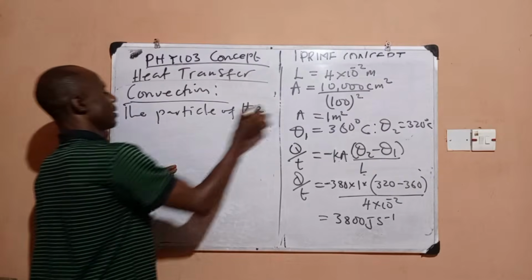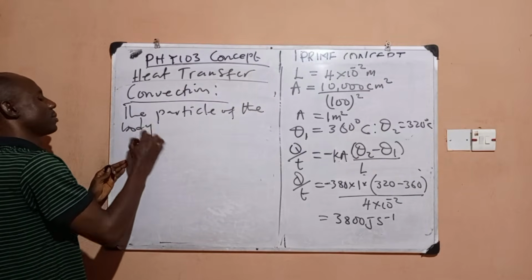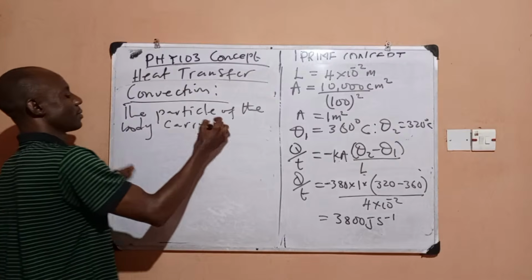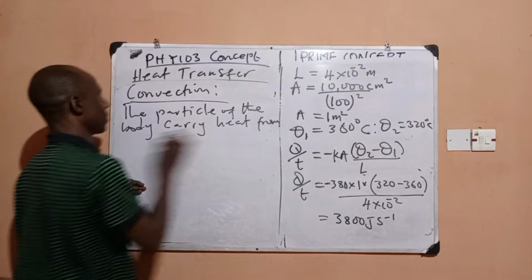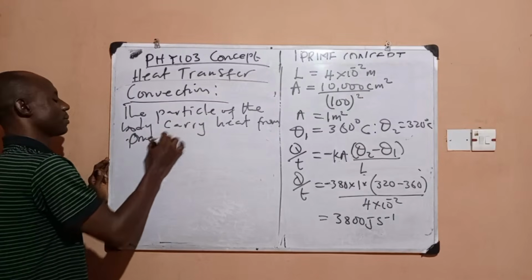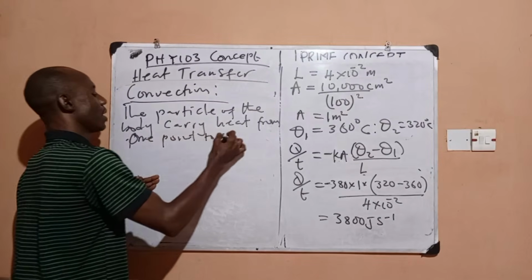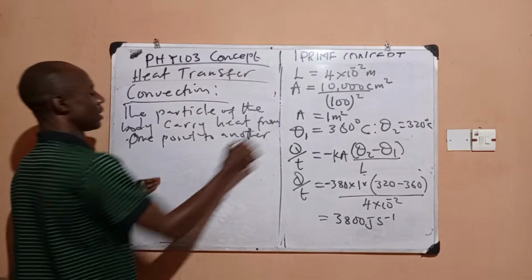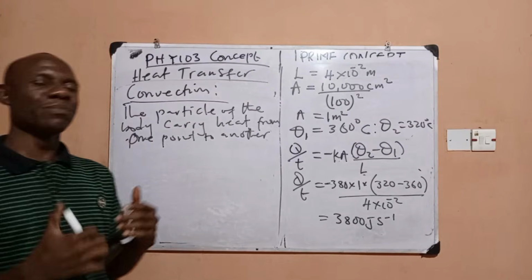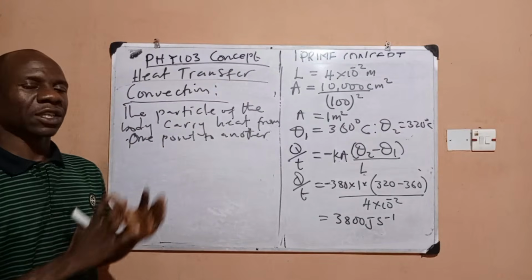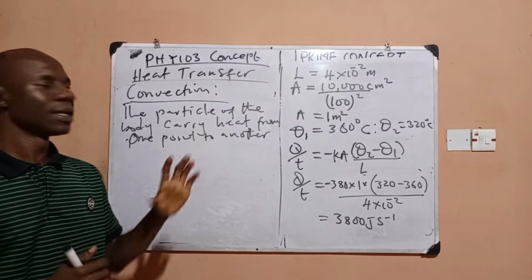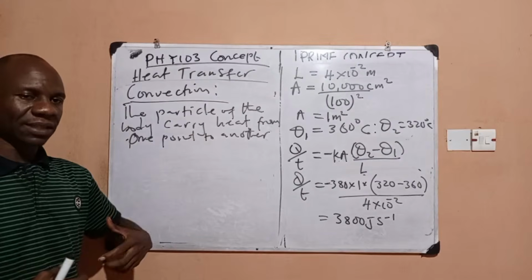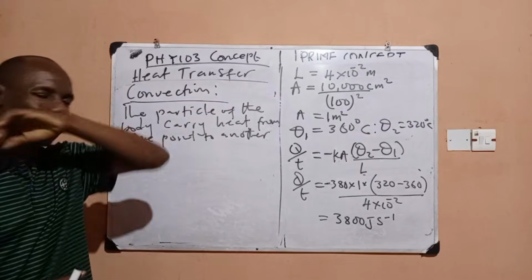So in heat transfer by convection, the particles of the body carry heat from one point to another. So in convection, there is actually a movement of the particles. In conduction, there is no movement of the particles from a point to another. But in convection, the particles carry heat, and I'll explain how it works.